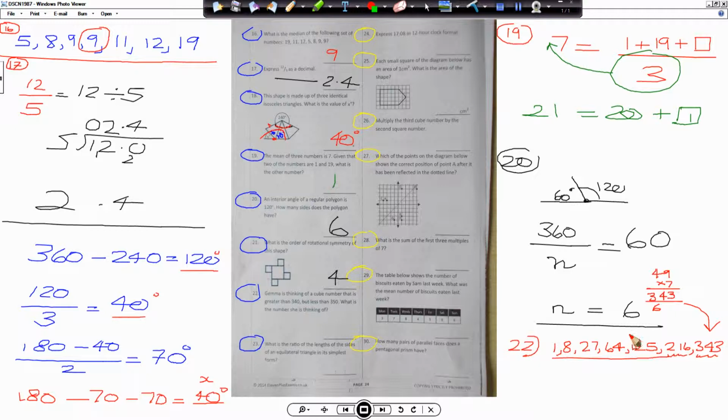So for question number 22, what they want to know is what is the actual number. So the actual number is 343. They don't want to know that it's 7 cubed. 343. Okay, that's the number that she's thinking of between 340 and 350. Well, thank you for that, Usman. Okay, question number 23. What is the ratio of the length of the side of an equilateral triangle in its simplest form? Now, equilateral triangle, all the lengths are the same. So when you cancel it down, it goes to 1 ratio 1 ratio 1.